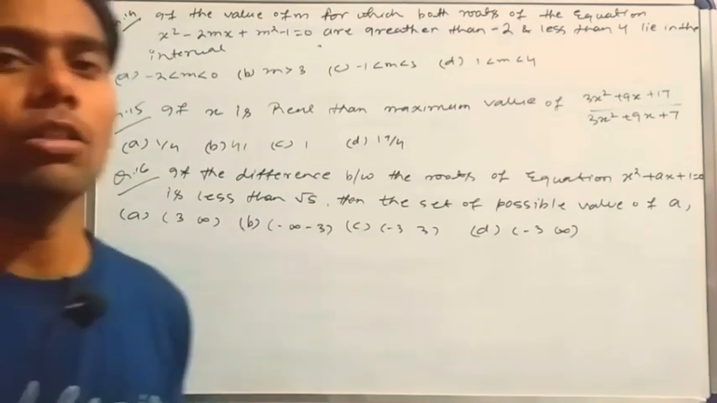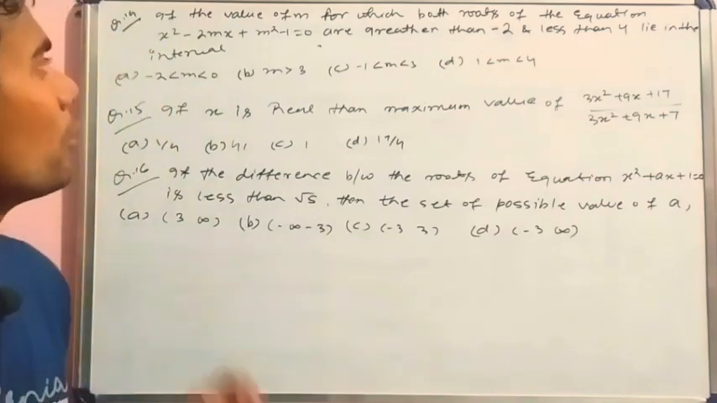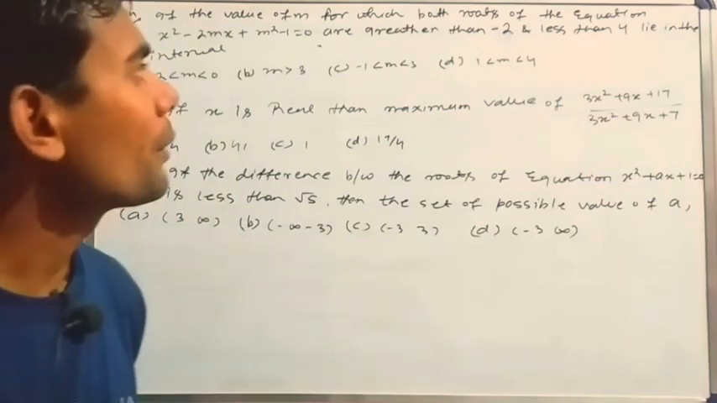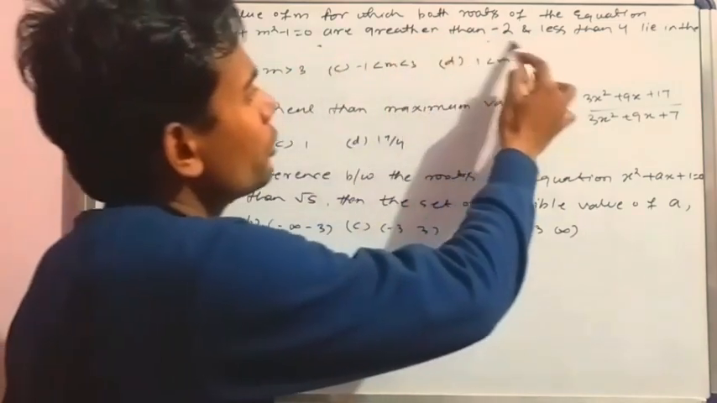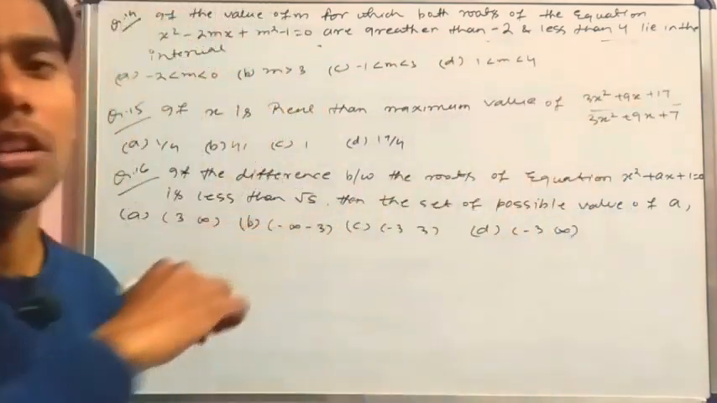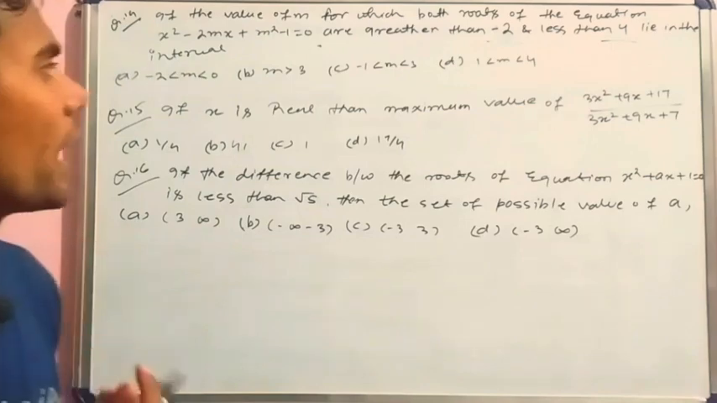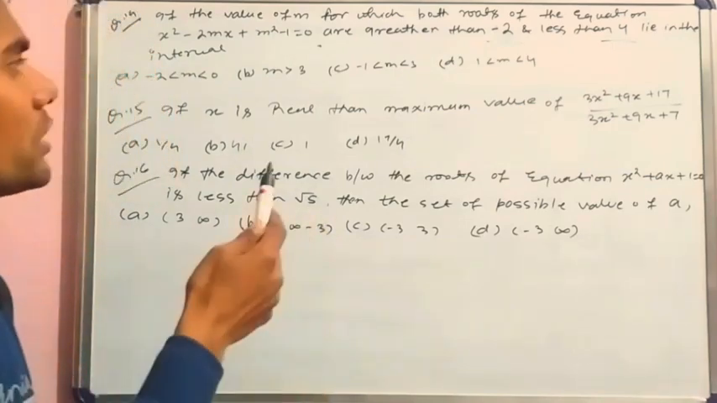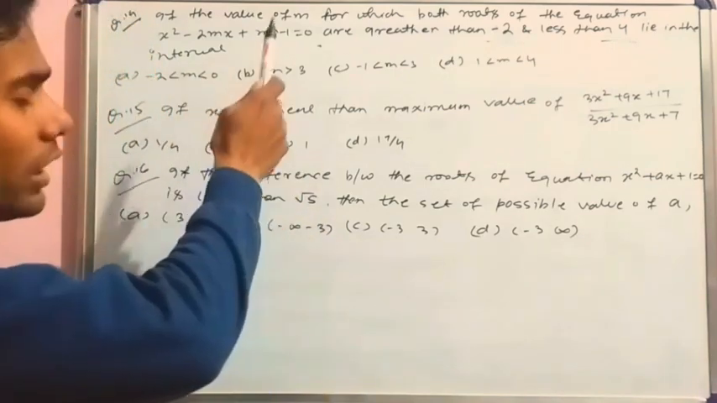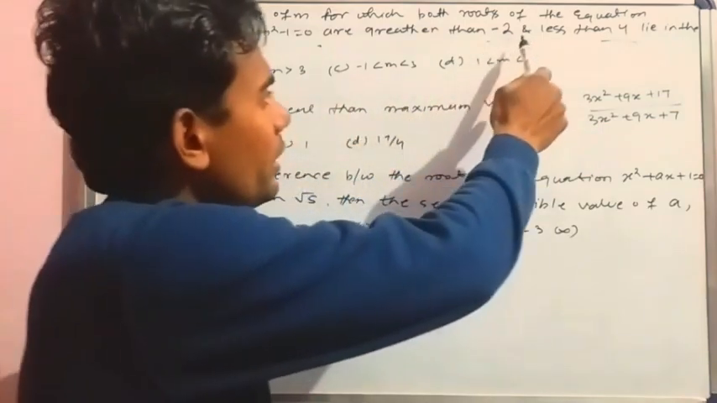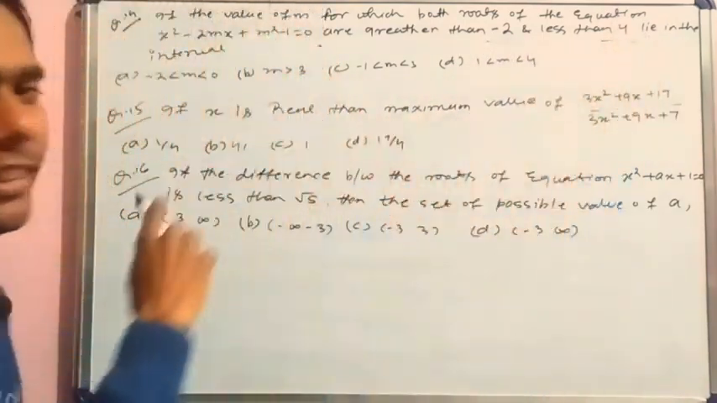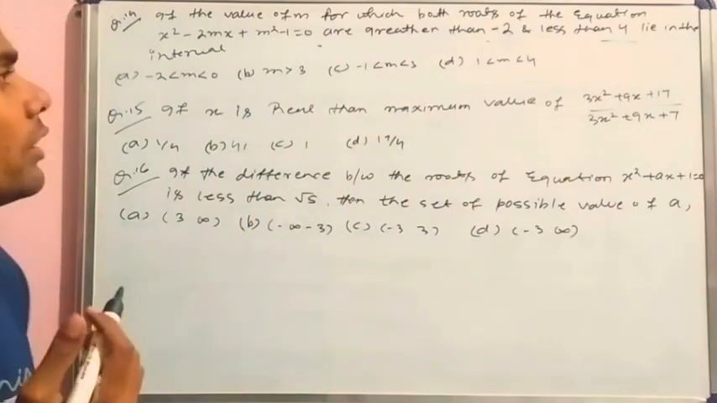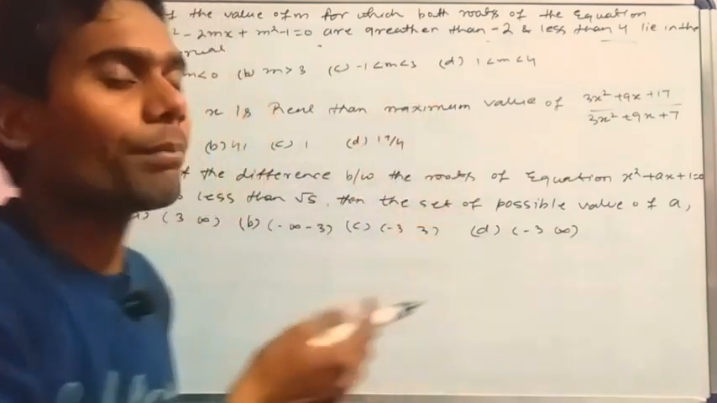Now question number 14. The question is: find the value of m for which both roots of the equation are greater than minus 2 and less than 4. If both roots of the equation lie in the interval minus 2 to 4, find the value of m.